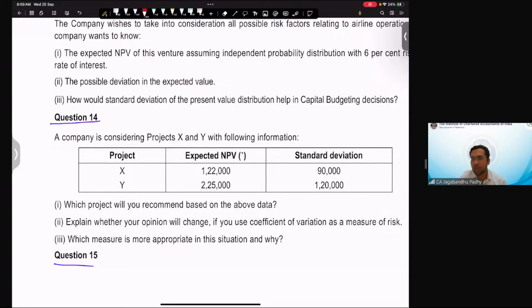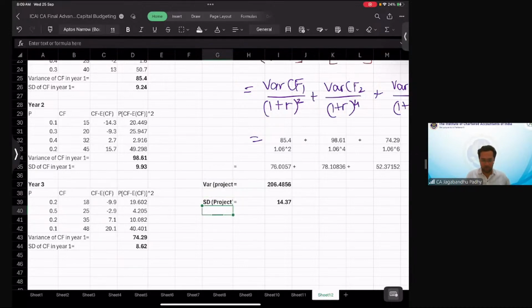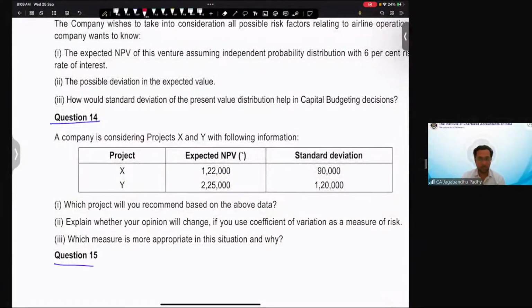Someone is asking why NPV is used in variance as we have deducted any investment. Yeah, so that's NPV. Okay, so this is not of the variance, we can say variance of the project, because we have not calculated the NPV as such. So you can say this is the variance or standard deviation of the project for the entire life. Okay, question number 14, guys.